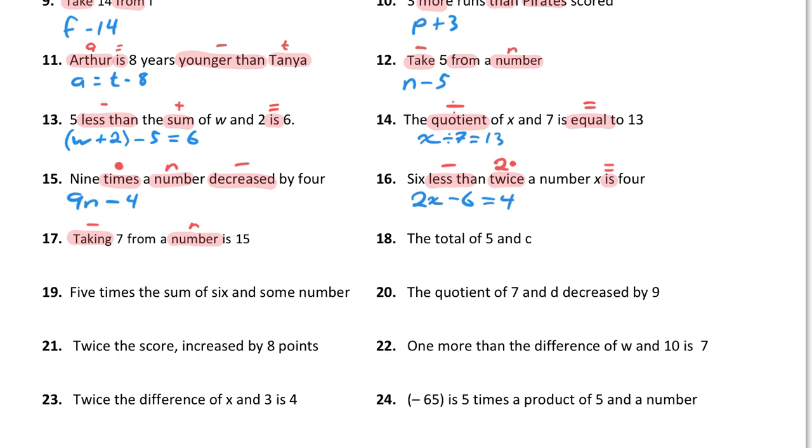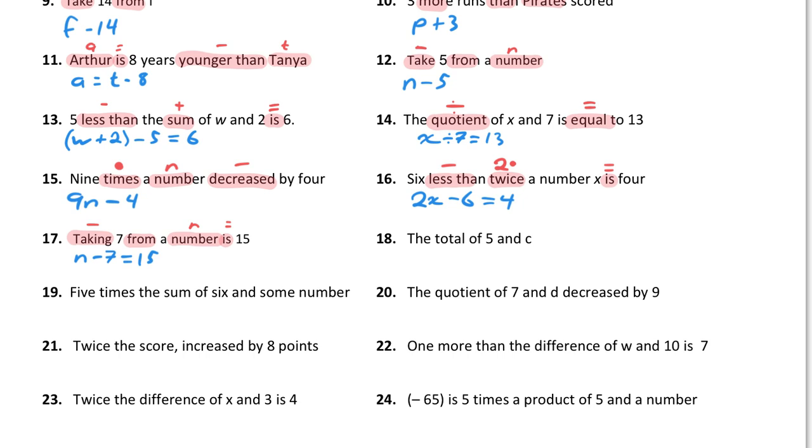So taking 7 from, oh, I missed another one, getting sloppy, from, that means we're switching the order of things. So taking 7 from a number is 15, and I missed is as well. Is going to be equal. So finally, taking 7 from a number, n, we're taking 7 from that number n is going to equal 15, and there's our equation.